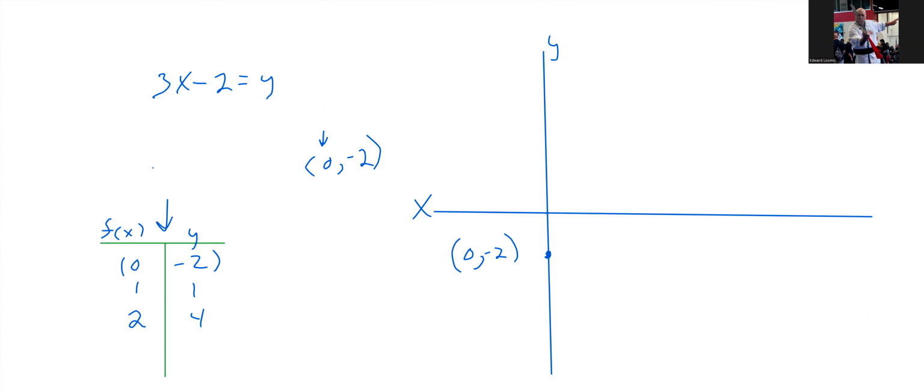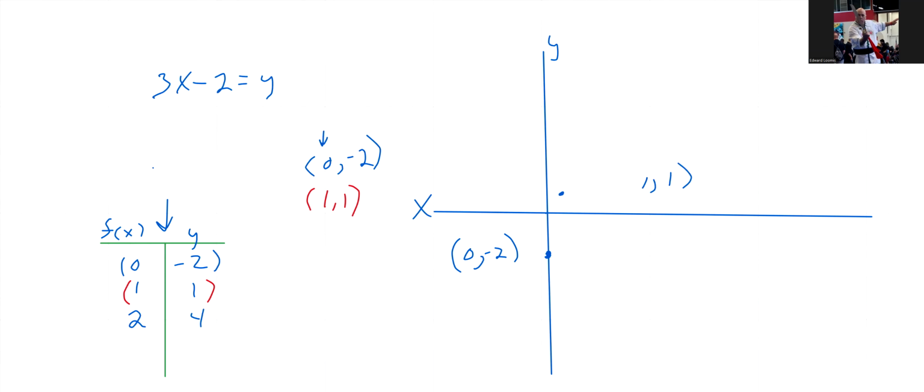My next pair is going to be 1, comma, 1. That means I'm going to go back to the point of origin where everything joins. I'm going to move my x 1 place. I'm going to move my y up 1. I'm going to put a point right here. Oh, let me change that color just to keep it consistent. At 1, comma, 1.